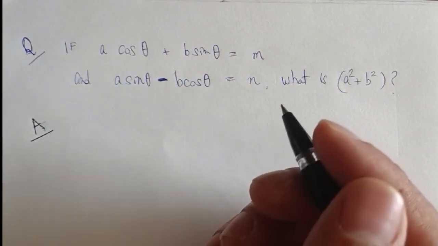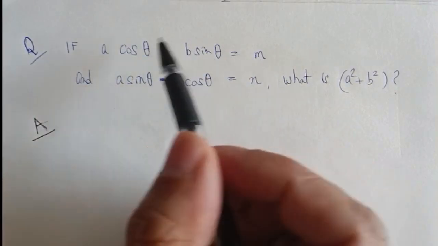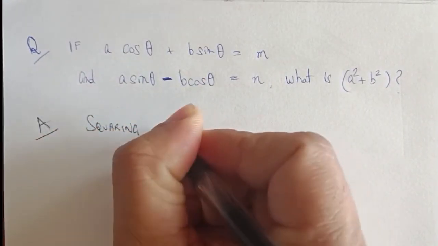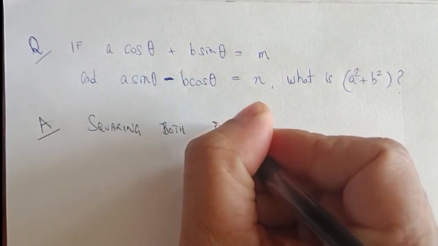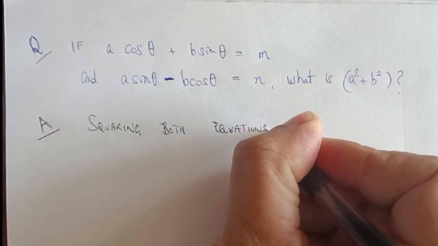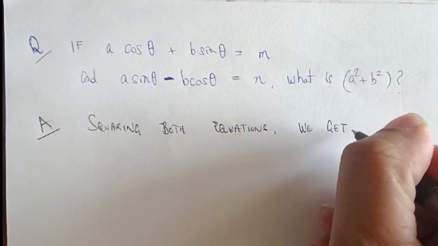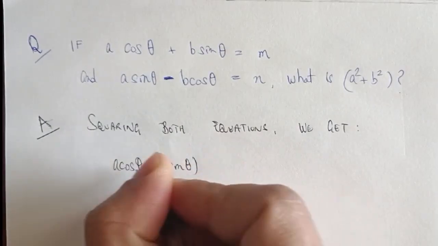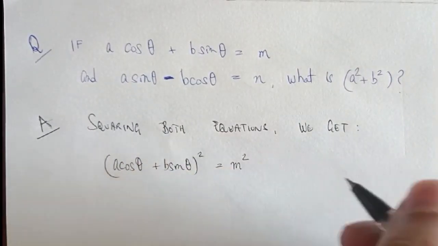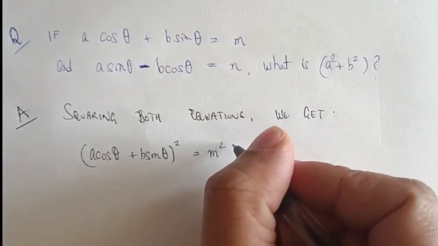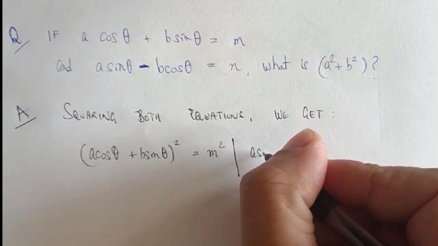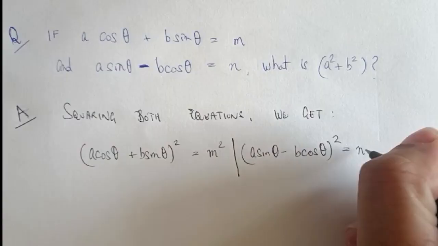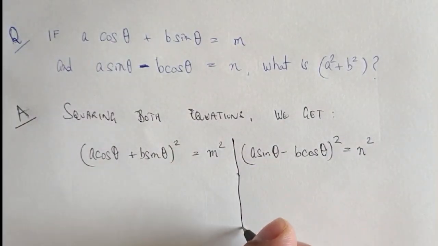Okay. So our first step is we take the square of the first equation. So squaring both equations, to be fair, we get, a cos theta plus b sin theta whole square is equal to m square, right? Similarly, we will just write it here, a sin theta minus b cos theta whole square is equal to n square. Now let us solve both of these together.